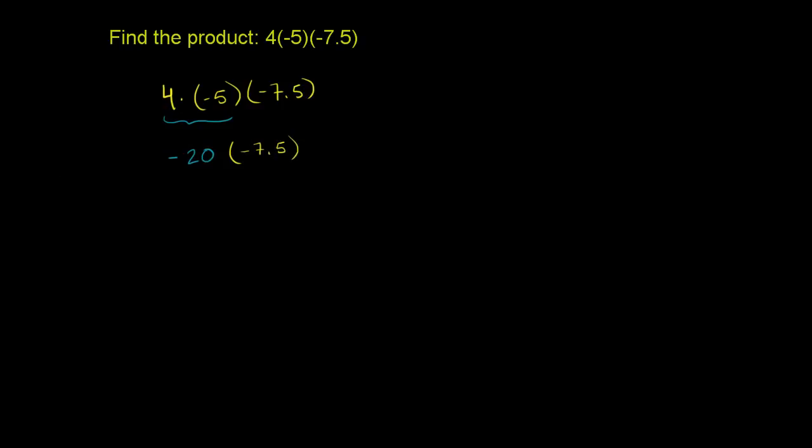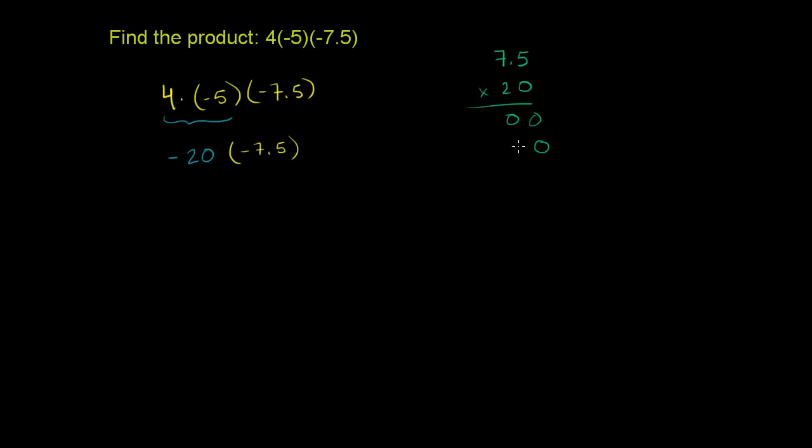So let's figure out what that is. We have to multiply 20 times 7.5. We can do that out here. So 7.5 times 20. 0 times 5 is 0. 0 times 7 is 0. Put a 0 here because we're obviously not going to multiply by 2. We're actually multiplying by 20.